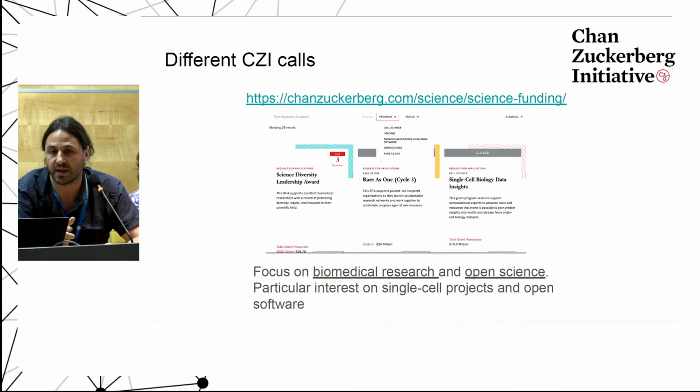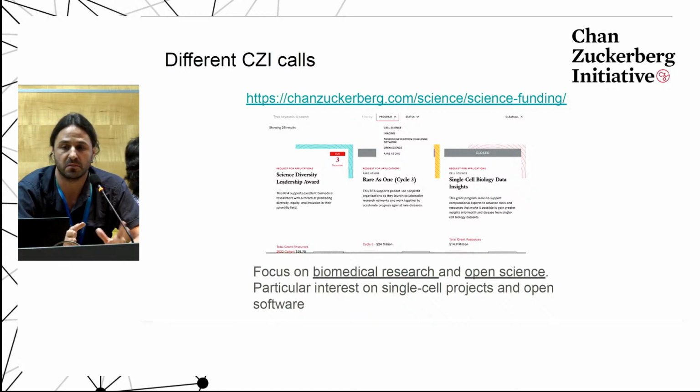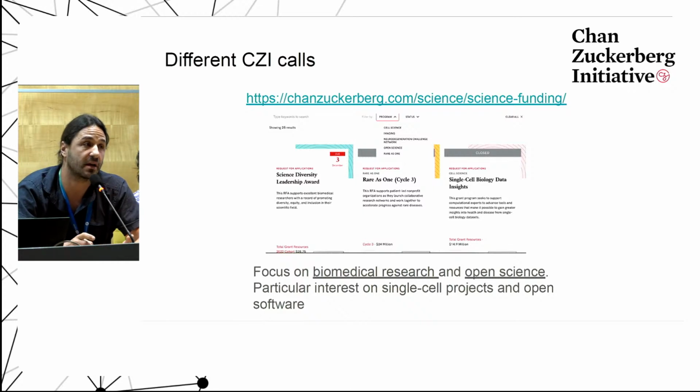If you go to the main website of the Chan Zuckerberg Initiative, you will see that there are many open calls, and they tend to have a clear focus on what they like to fund, but they change, and they are opening new, slightly different calls, etc. So they usually like biomedical research in general, but they are very interested in single-cell projects, human-related projects, etc.